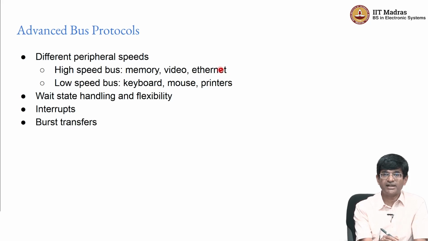On the other hand, there are plenty of low speed peripherals. Examples would be the keyboard and mouse, which are human interaction and therefore work more on the milliseconds to tens or hundreds of milliseconds time scales, or even something like printers, right?